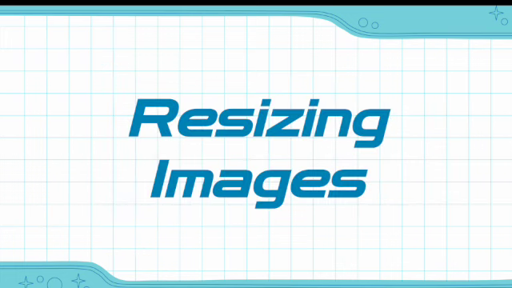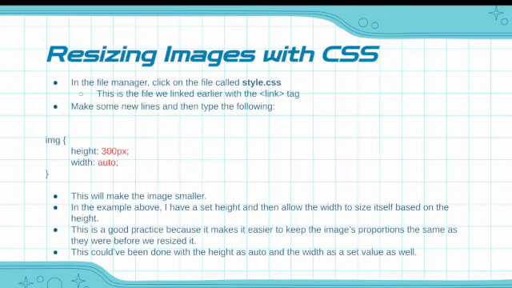Is your image really big? Like in code.org, where it shows the second half of your screen, you can't even see it. Most likely your image is taking up so much space that you're only seeing the top left-hand corner of your image. That's okay. We're going to go ahead and resize that image now. In the file manager, click on the file called style.css. This is the file we linked earlier with the link tag. Make some new lines and then type the following.